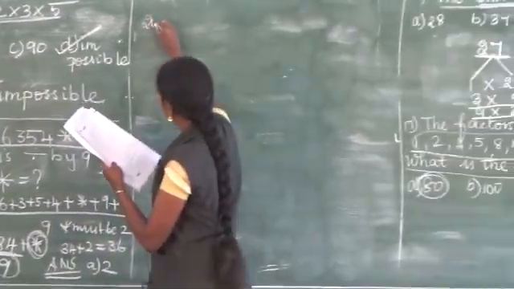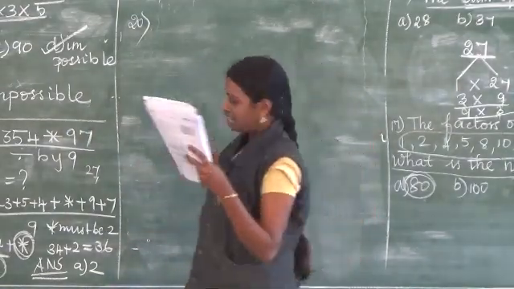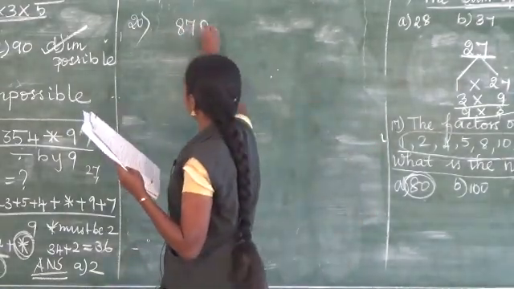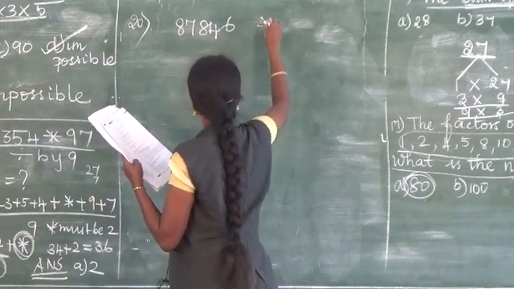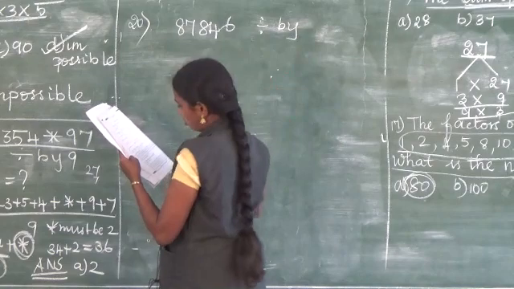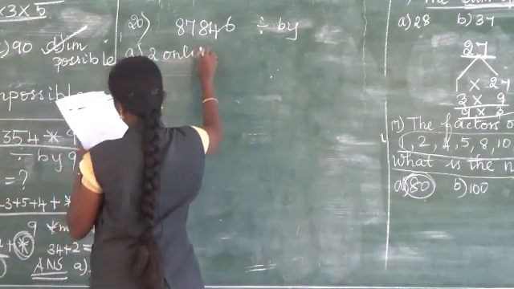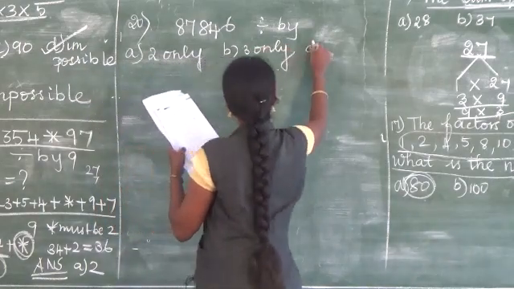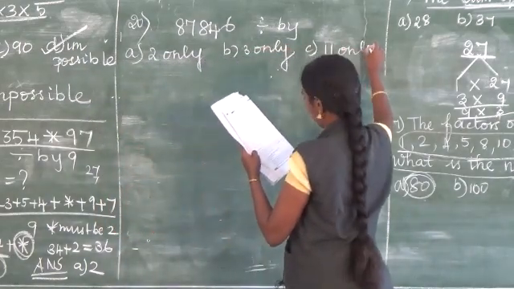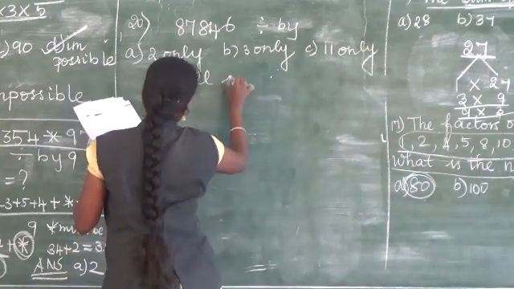Next, question number 20. Listen. The number 87,846 is divisible by, the options are given: A, 2 only; B, 3 only; C, 11 only; D, all of this.